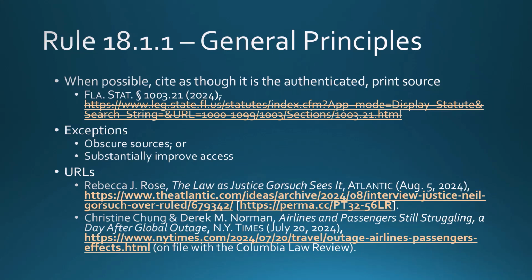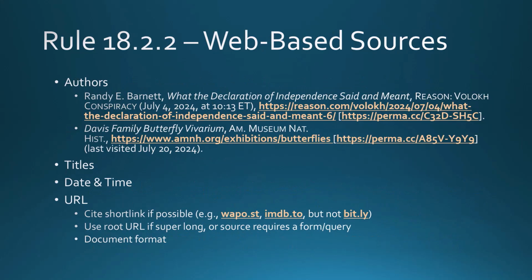Remember, the purpose of a Bluebook citation is to help find the source. When using a URL in the citation, make sure to have an archived URL or store the file and note where the file is stored. Web-based sources generally need an author, title, the date and time, and a URL. When there is no clear author, omit the information from the citation.